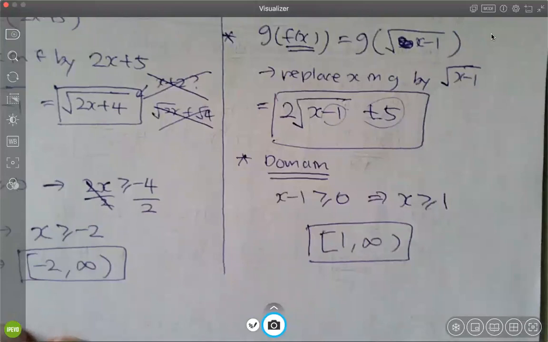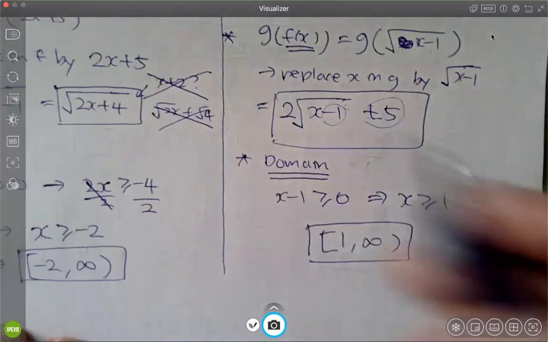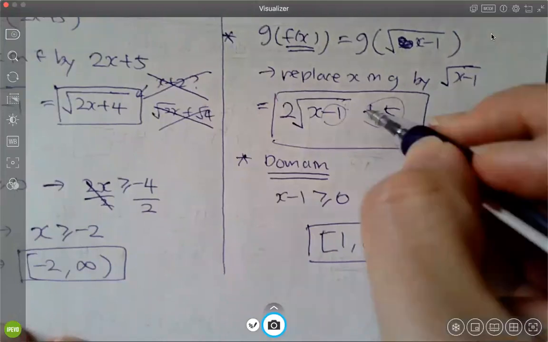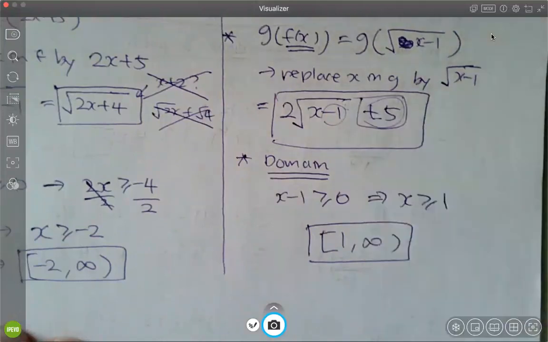Okay, so does this mean the 2 and 5 don't affect the domain? Right, they don't. In particular, this plus 5 only affects the range. But the good thing is we are not finding the range, which is harder. Okay, so that is part A.